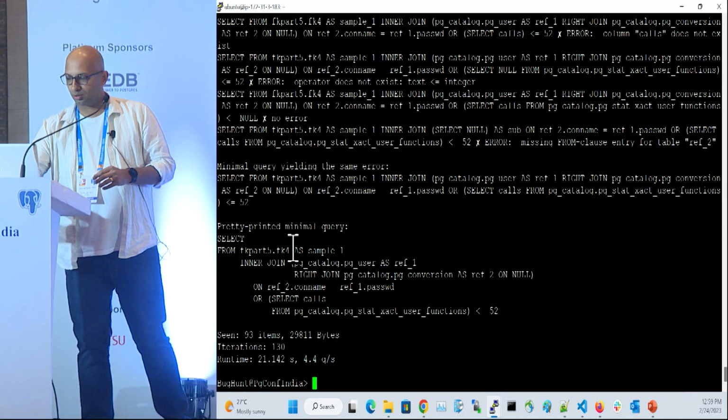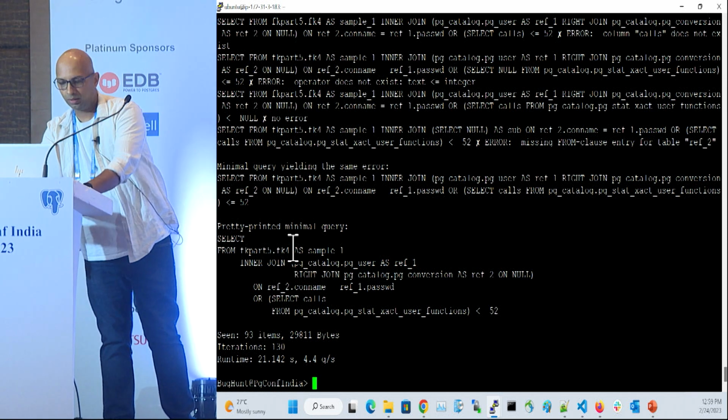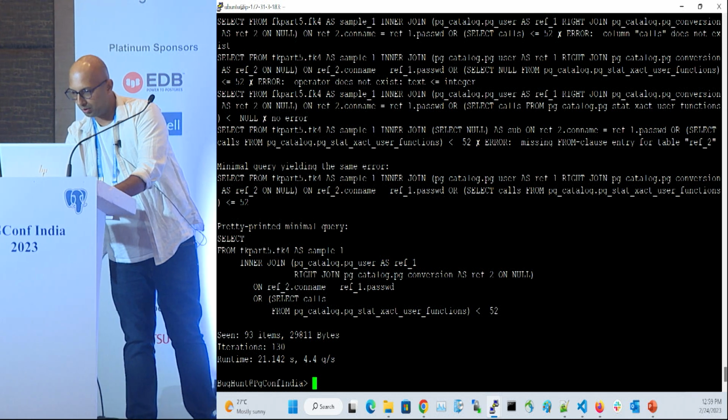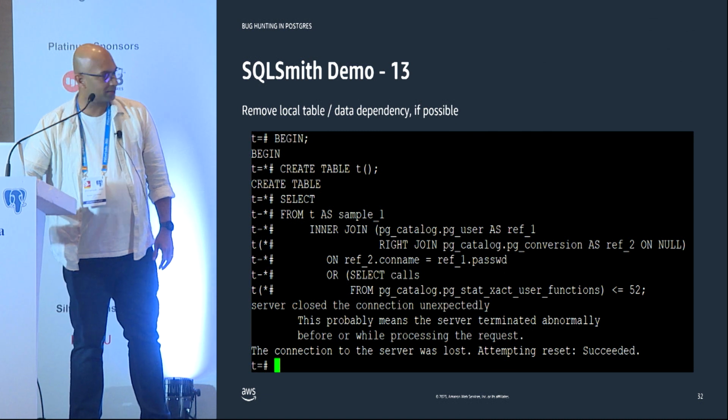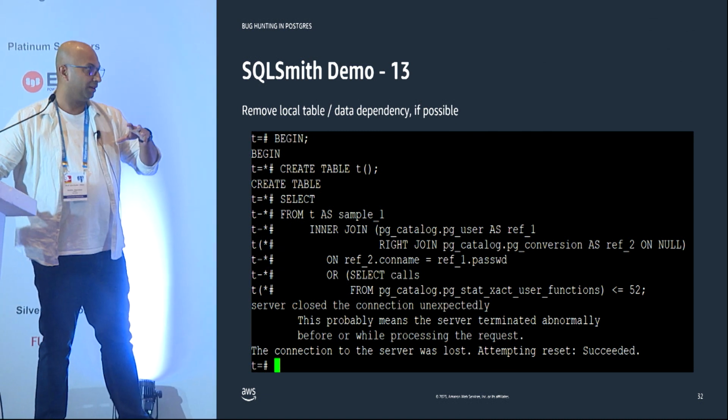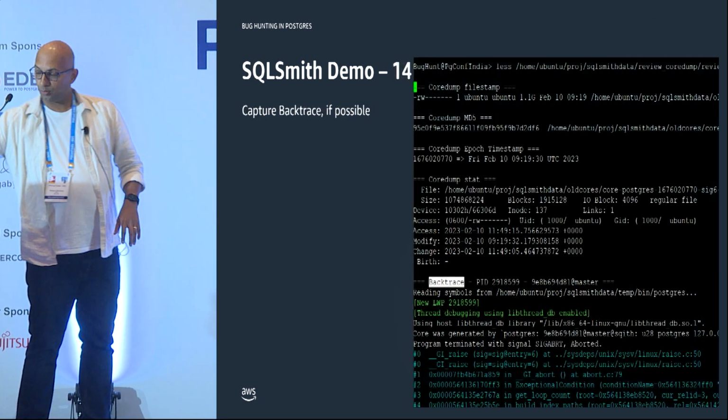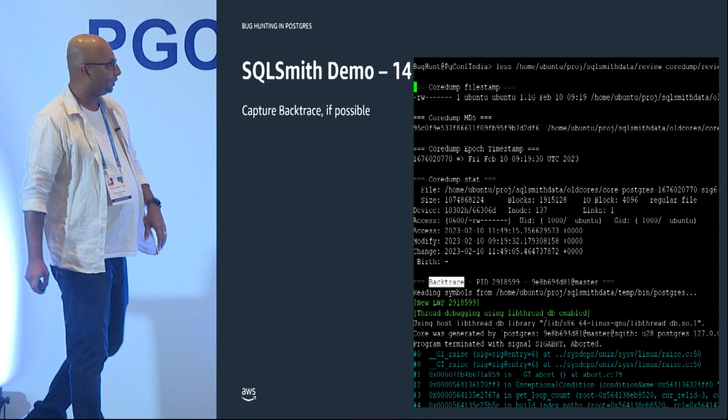Find an SQL which is a little easier for developers to reproduce, and use that as the sample to report. It's something that would really help take that conversation further.